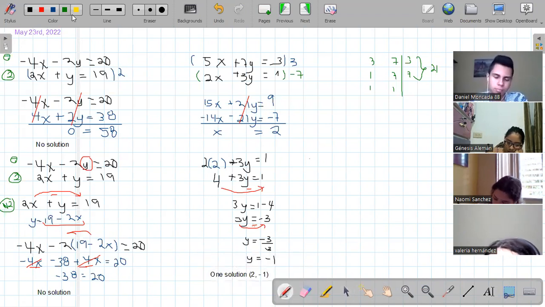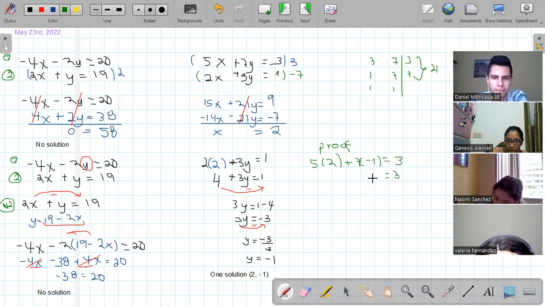And now we just need to prove it, okay? You need to do the proof. Why? Because it is one solution. You just need to prove that the answer is correct. And how do you prove that? By substituting your solution inside of both equations. So we're going to have 5 times, instead of x, 2, plus 7, and instead of y, -1, and that's supposed to be equal to 3.